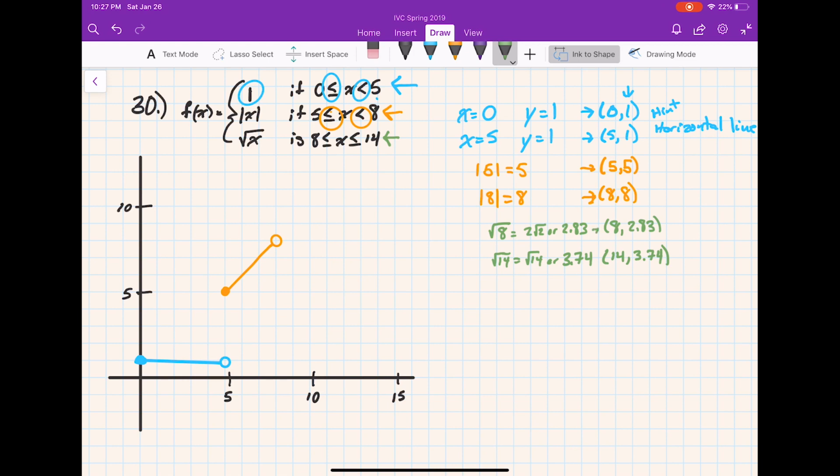Now we have to put in our green one here. And we have 8, and then we got 2.83. So that's going to be somewhere right here. It's not quite up to 3. It's a solid dot because it's less than or equal to. And x is less than or equal to 14. So get over to 14, and then our y coordinate is 3.74. So that's right about here. And again, it's a filled-in dot.